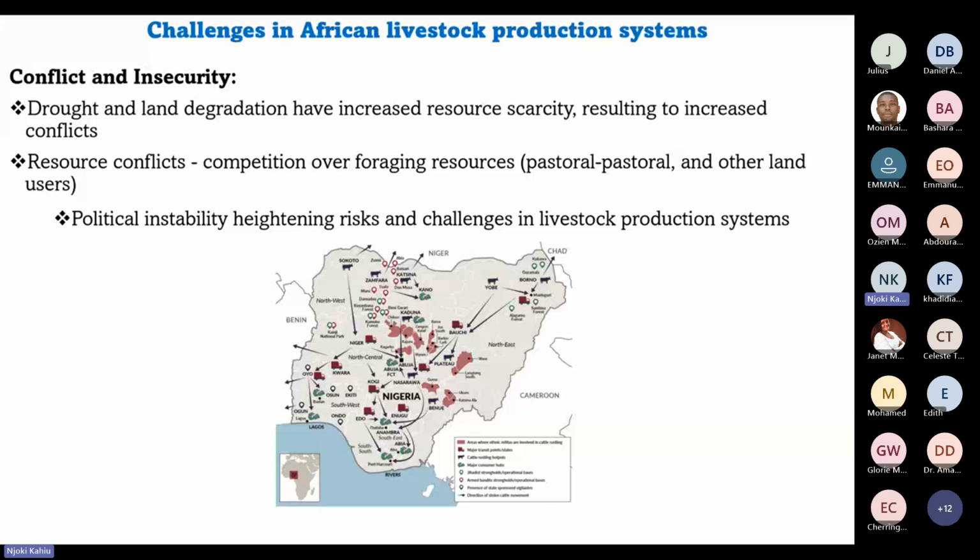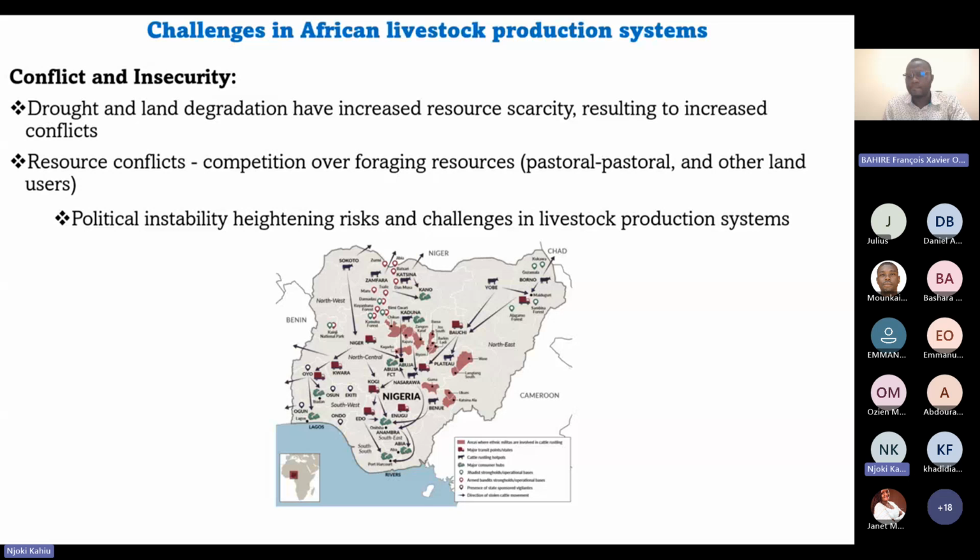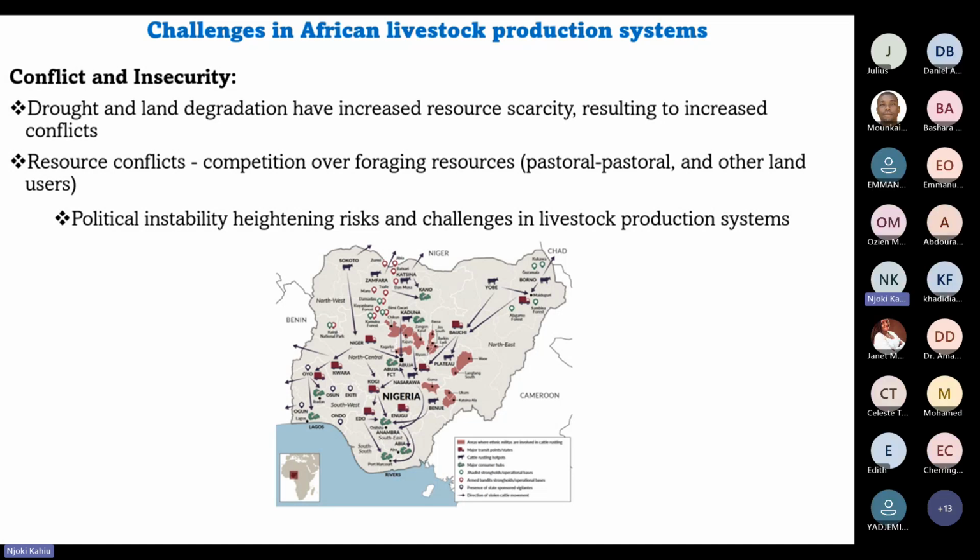But it's also a challenge as people move, for instance, within the transhumance systems and the changing land dynamics across West Africa. There's a lot that is happening. People have taken to crop production or sedentary lifestyles, and so this has an impact on the way people relate with each other and how people are accessing their resources across the landscape. We also see political instability heightening risk and challenges in livestock production systems.